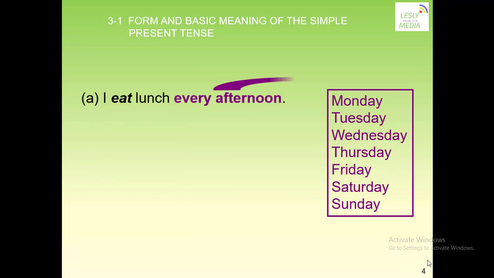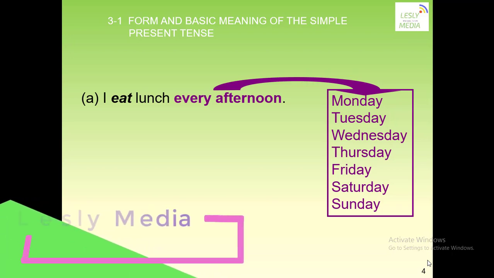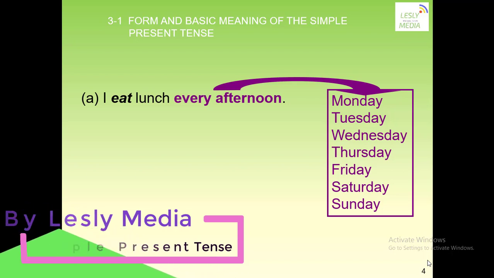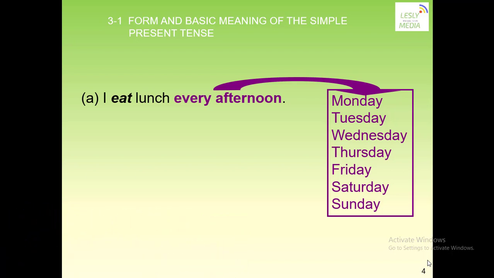Okay, next. Let us see another example. I eat lunch every afternoon. When does it happen? Every afternoon. It means that there is a habit in this sentence. And then, what is the verb? Eat. Why is there no S? Because the subject is I.